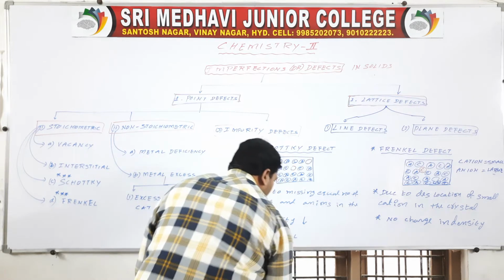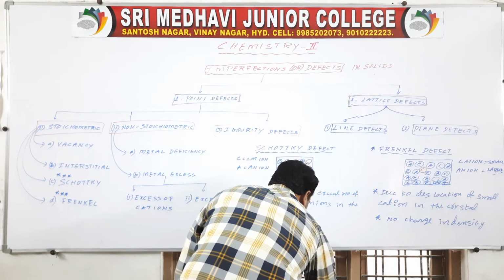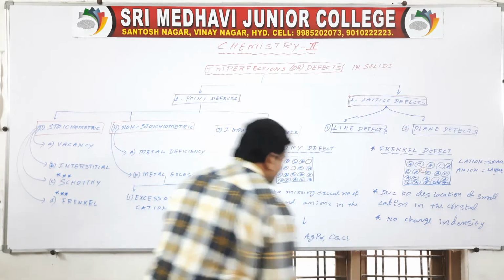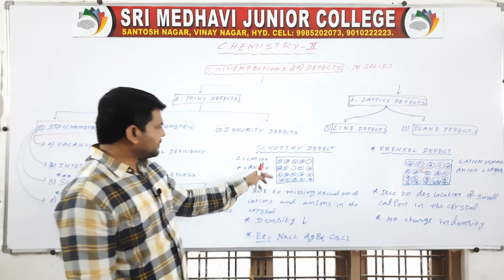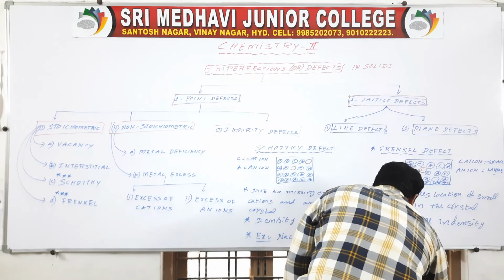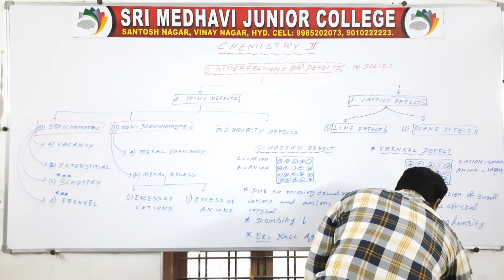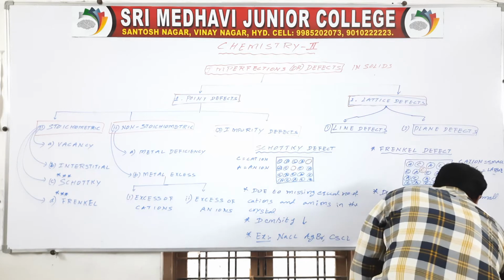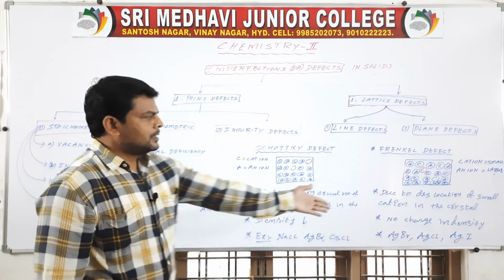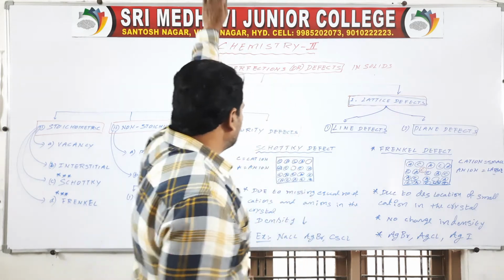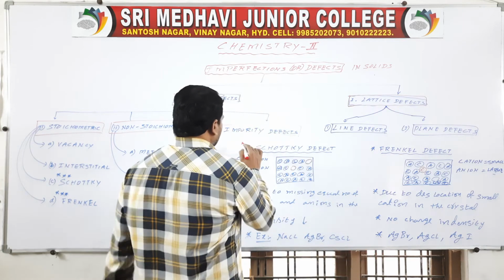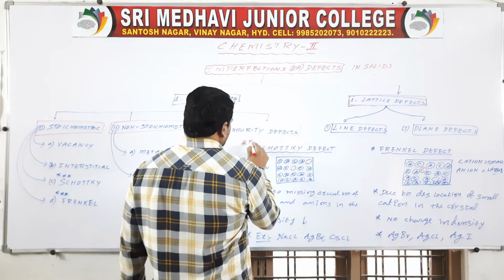Here we may give examples: NaCl, AgBr, CsCl. All these are examples for the Schottky defect. For the Frenkel defect, examples are AgBr, AgCl, and AgI. So this is the Schottky defect and the Frenkel defect. These two defects are very important for 4 marks.